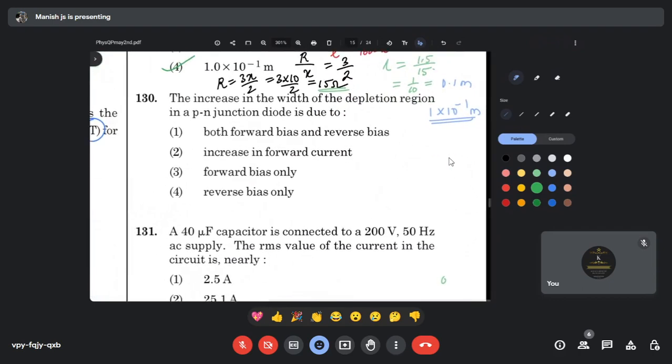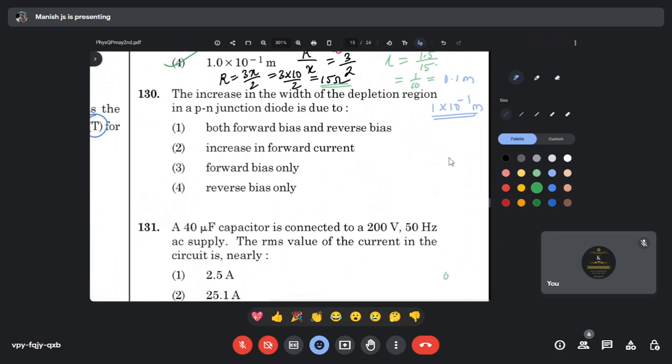Next we have question number 130. The increase in the width of the depletion region in a PN junction diode is due to, again, it's from the chapter semiconductor devices and electronic circuits. So what is the reason for the increase in the width of a depletion region?